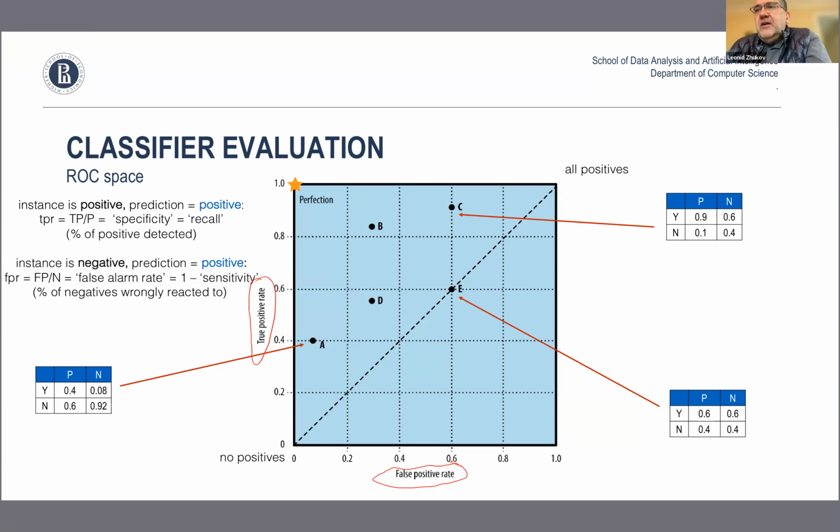Algorithms, based on their false positive rate and true positive rate metrics, can be placed on this 2x2 diagram in different spots. For example, an algorithm that sits somewhere here has a true positive rate of 0.4, and the false positive rate is very small. If you don't want false alarms, that's the type of algorithm you want to select.